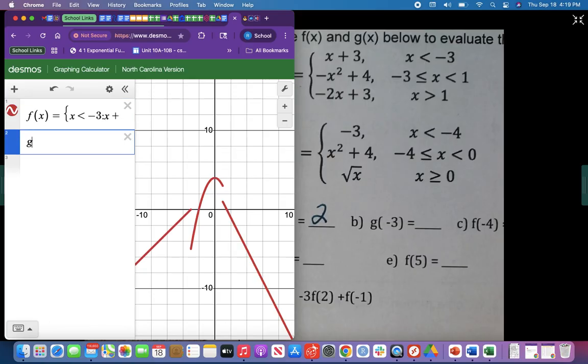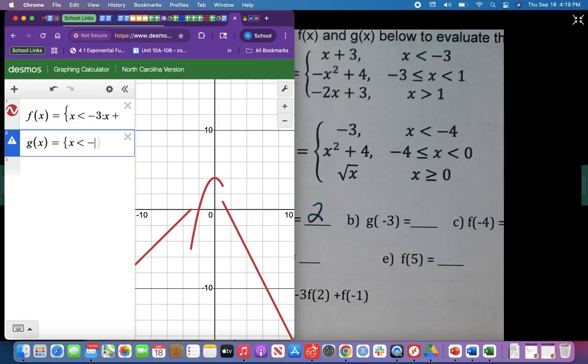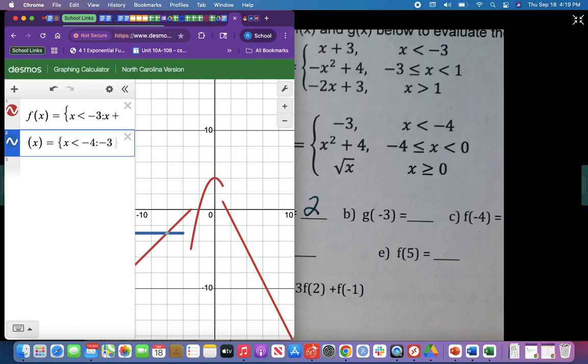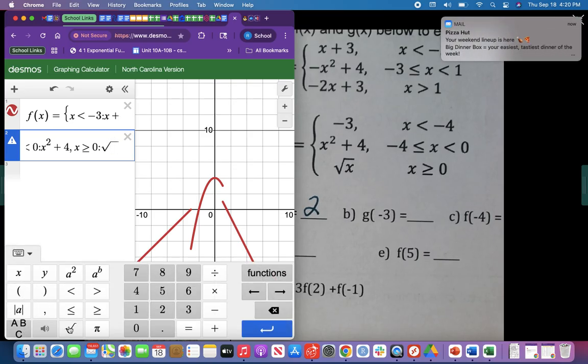Now I'm going to type in g. g of x equals, curly brackets, x is less than -4, colon, -3, comma, -4 less than or equal to x less than 0, colon, x squared plus 4, comma, last line, x is greater than or equal to 0, colon, the square root of x.